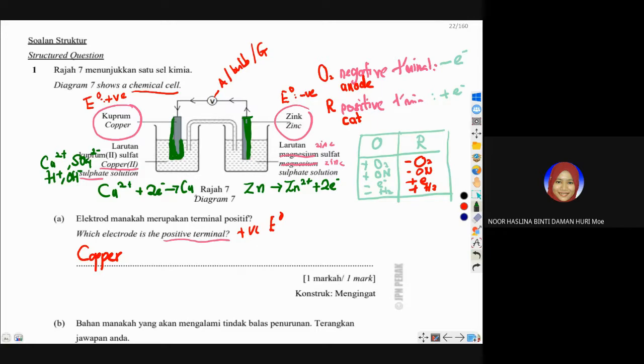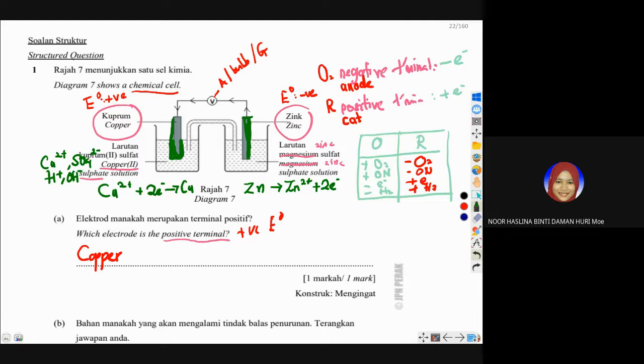That means at the copper electrode, after the chemical cell process, the copper plate here become thicker. But for the zinc here, it's become thinner. Okay, so for the chemical cell, you can ingat. Which one is the negative terminal? Release electron. When it release electron, it becomes smaller. Which one positive terminal? It will receive electron. Apa pun kalau receive electron, it's become thicker.